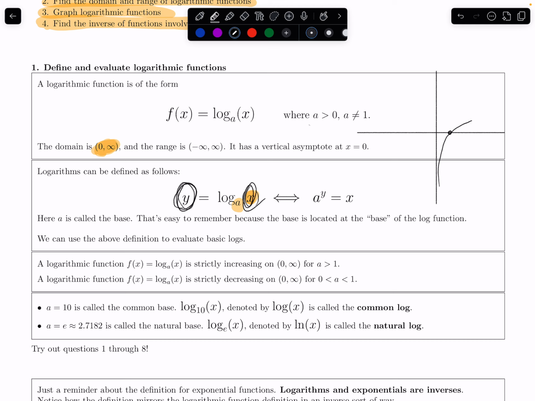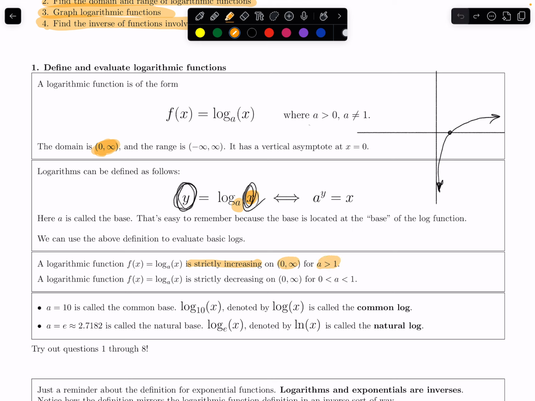So the graph looks something like this. It gets really steep as it approaches the vertical axis here, but never touches. And then it continues to grow, but it grows slowly. That's a typical log function, right? This is when a is bigger than 1. And that's what this says here: it's strictly increasing from 0 to infinity for a bigger than 1.